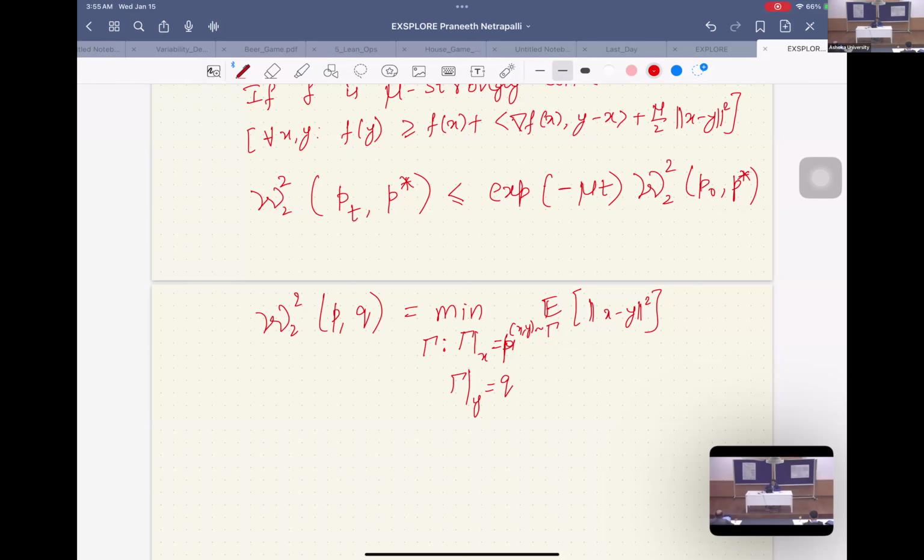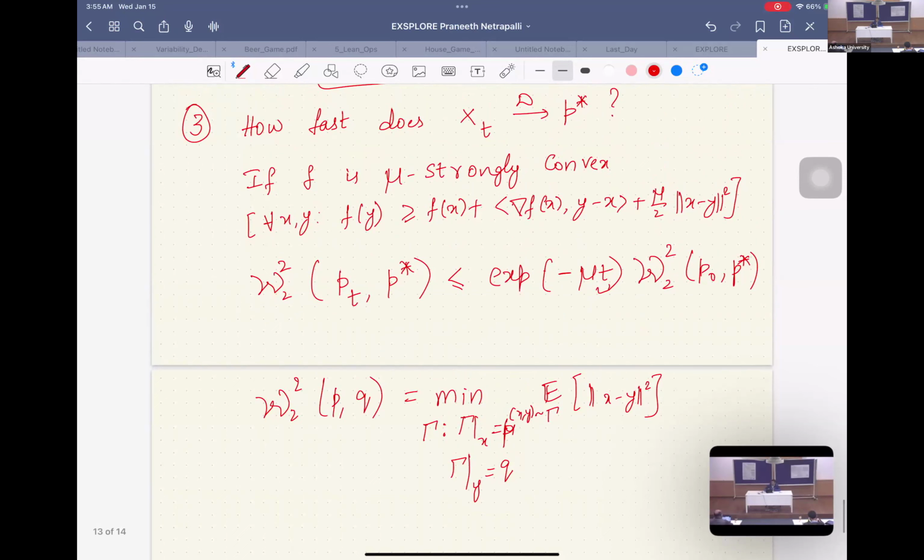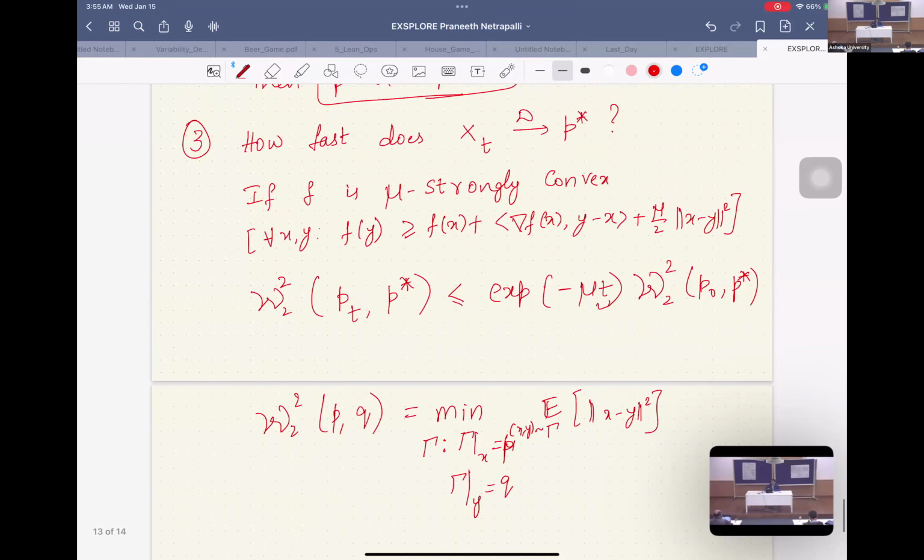And what this says is that the distance between Pt and P star goes down exponentially fast, because as t increases we are multiplying the initial distance by exp of minus mu times t. So this is called the Langevin dynamics.